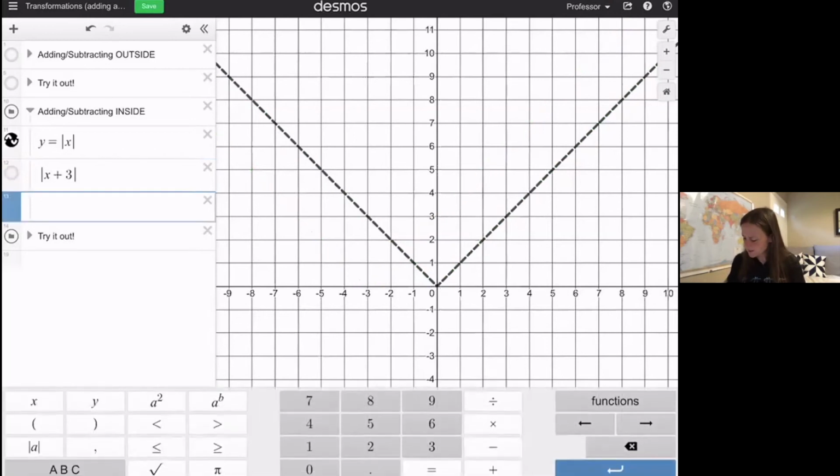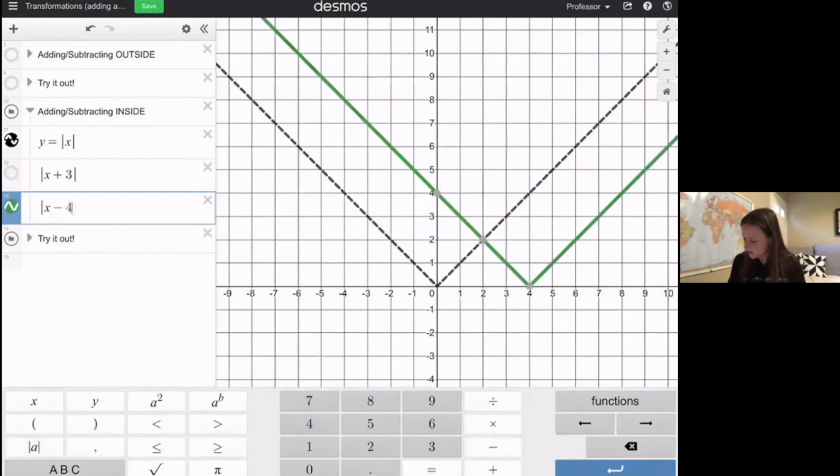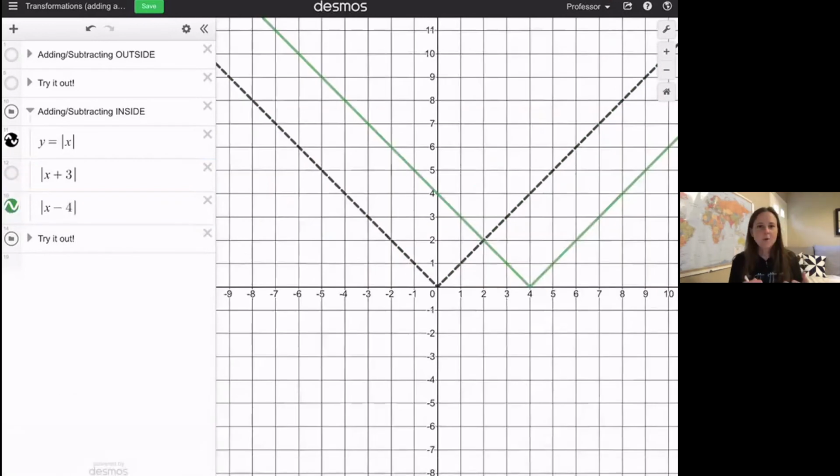Let's see if it's backwards when I do the absolute value of x and subtract. I'll do minus 4. And sure enough, very oddly, it's kind of going backwards of what you would expect, right? x plus 3 moves it to the left. x minus 4 moved it 4 units, but it moved it to the right. So this horizontal rule, adding or subtracting inside, goes backwards.